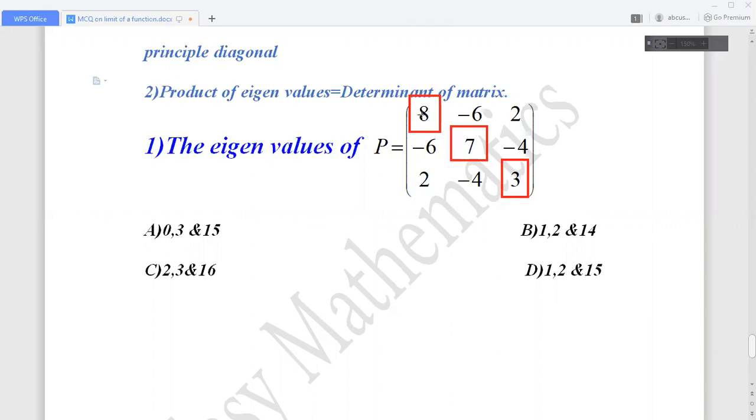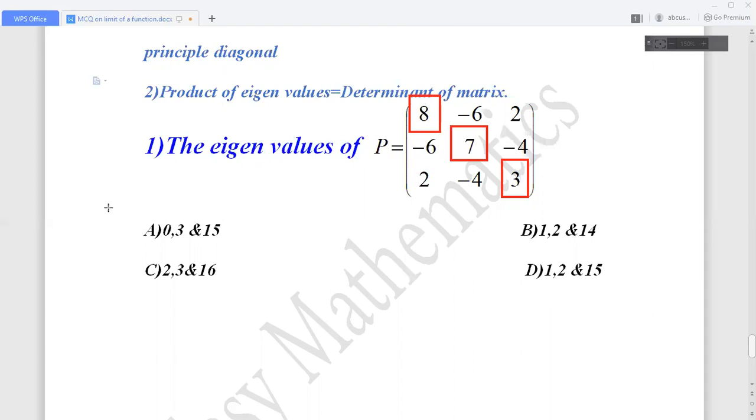The sum of the eigenvalues is always equal to the sum of the elements in the principal diagonal. Here the options for the eigenvalues are given, so let's find the sum of the elements in the principal diagonal. 8 plus 7 is 15, plus 3 is 18. Here the sum of the elements in the principal diagonal is 18. This means the sum of the eigenvalues should be equal to 18.